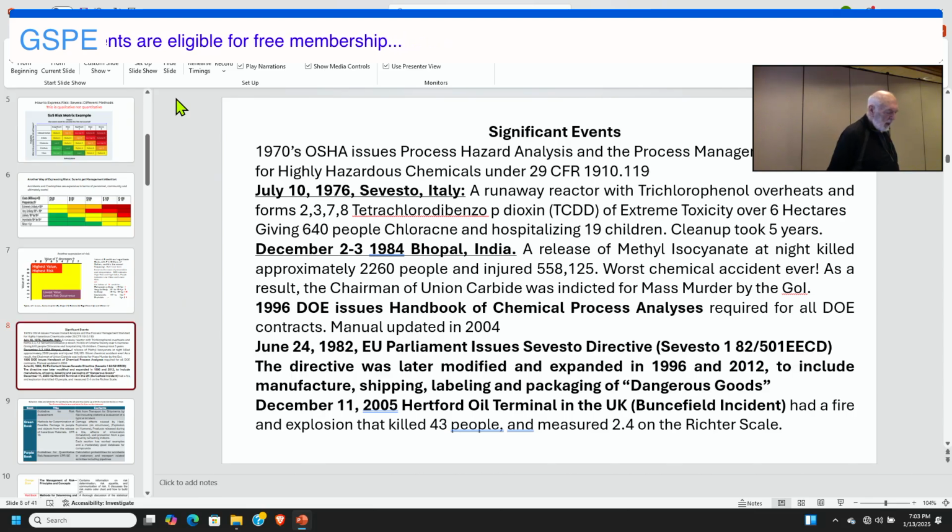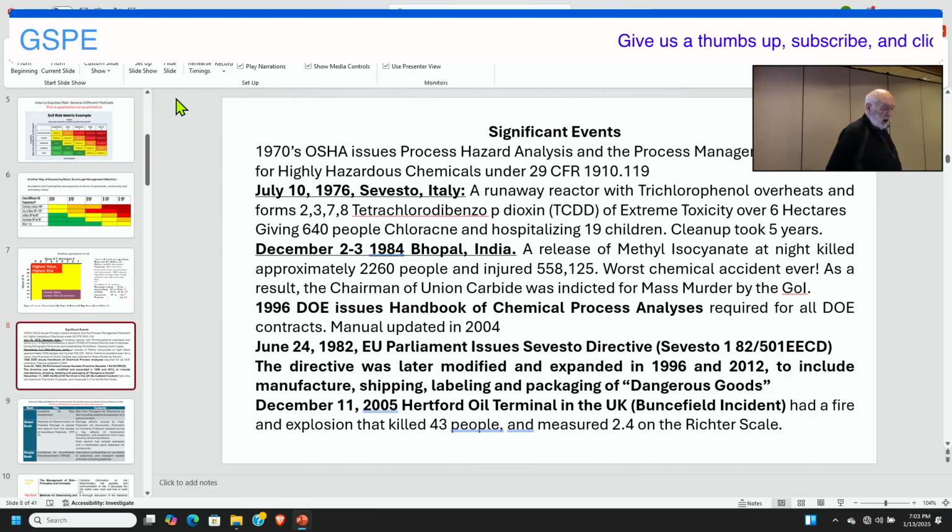All right, in 1996, DOE issued the Handbook of Chemical Process Analyses, which was updated in 2004. All government contracts involving chemical manufacturing have to follow that handbook. June 24th, 1982, the European Parliament issued the Seveso Directive, based on the Seveso incident. The directive was later modified and expanded in 96, and again in 2012.